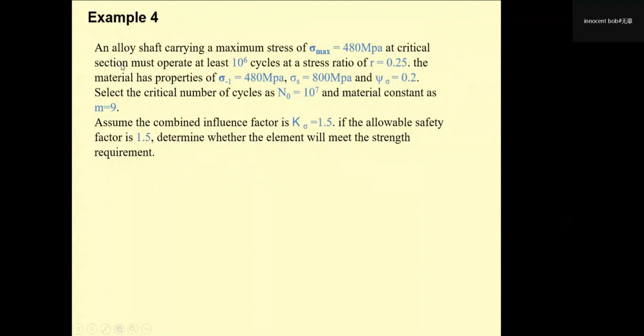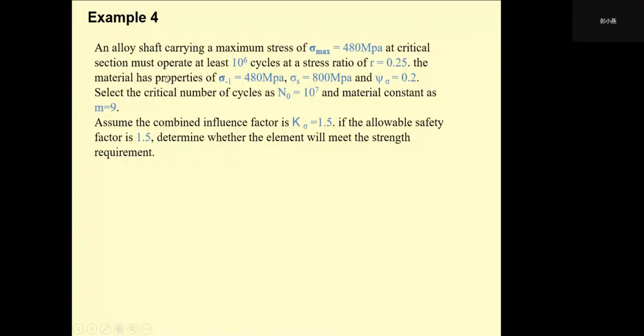Okay, let's look at the example. An alloy shaft carries a maximum stress of 480 megapascal at the critical section, and must operate at least 10 to the 6th power cycles at a stress ratio R of 0.25.